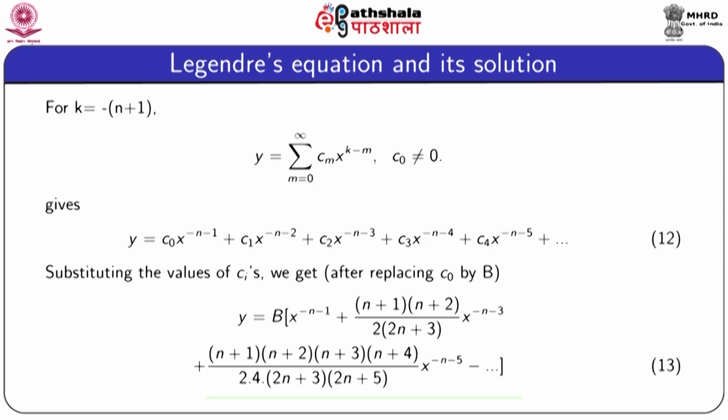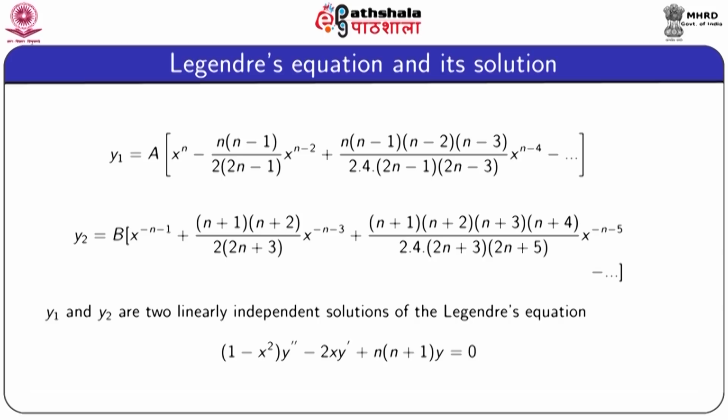So, what you see here, y1 and y2, they are the two solutions of this Legendre's equation and these two solutions are linearly independent. So, I rename one of the solutions as y1 and the other as y2, and these two are the linearly independent solutions of the Legendre's equation 1 minus x square d2y dx square minus 2x dy dx plus n into n plus 1 y equal to 0.